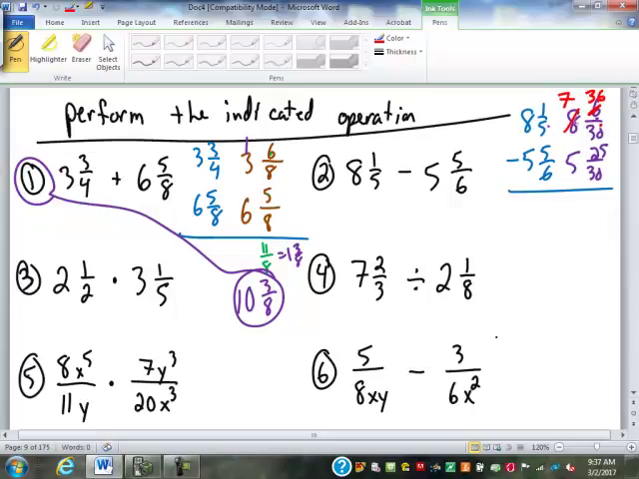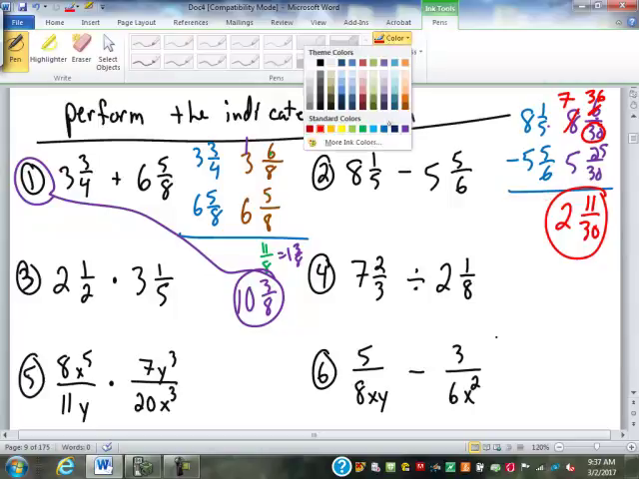36. Remember, we've borrowed one whole object, and it's always the denominator that tells us how many pieces are in it. So we always have to add the denominator to our numerator when we borrow. So 36/30 minus 25/30 is 11/30. 7 minus 5 is 2. So 2 11/30. Any questions?